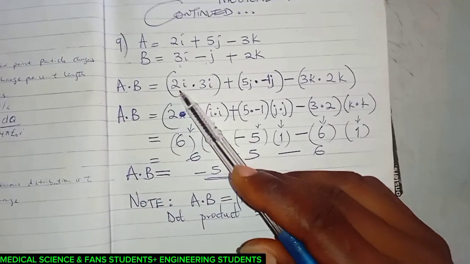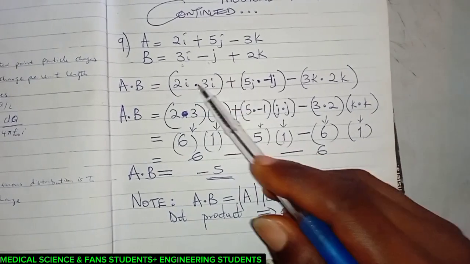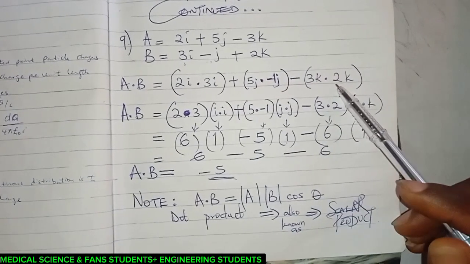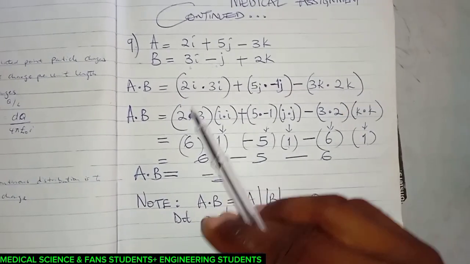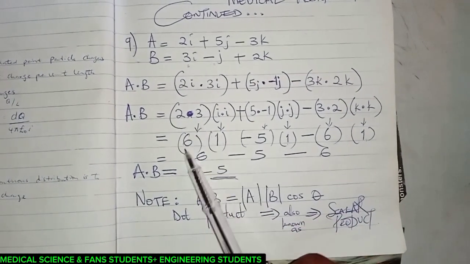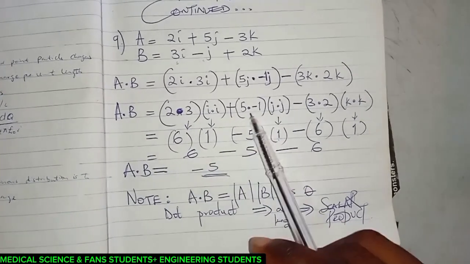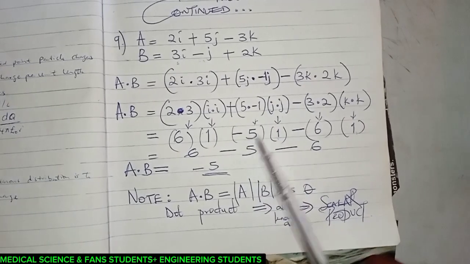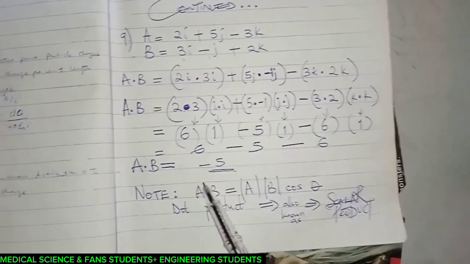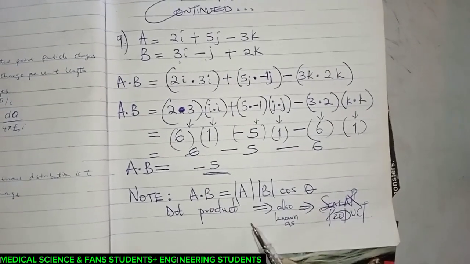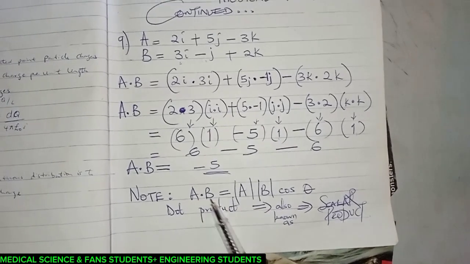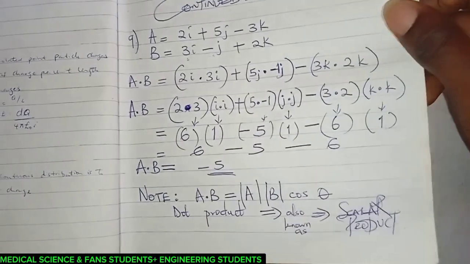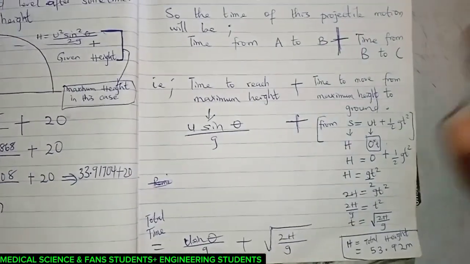So what we just did is everything that is under I. I means x-axis, J means y-axis, K means z-axis. So everything under I, bring it together, dot it. 2 dot 3 is 6. I dot I is 1. 5 dot minus 1 is minus 5. J dot J is 1. So when you finish it, you get minus 5. That is how we did it. So we still gave an equation. You need to know this equation. This equation is used when you want to find the angle between the dot products. So we move to number 10.